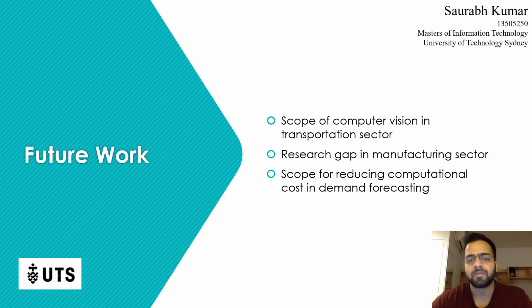Based on the gaps which we identified during our extensive research, we can surely say that there is still a huge scope of AI which needs to be improved and implemented in supply chain management. For example, there is scope for computer vision in the transportation sector to automate the process of transporting goods. The manufacturing sector still has the potential to adopt many techniques which should be further researched, and there is scope in the demand forecasting sector for reducing the computational cost.